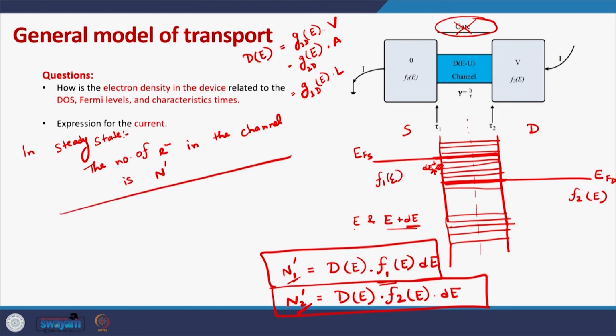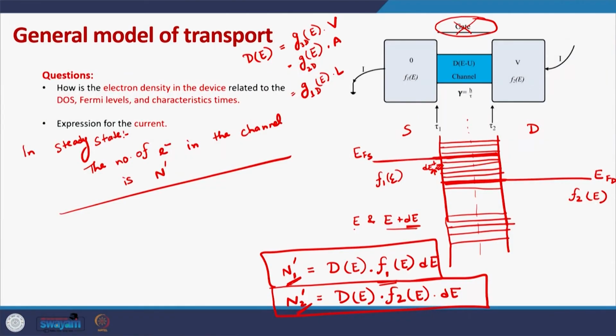Okay. So, in that case we now know what the source contact is trying to do. It is trying to maintain N1 prime electrons. It is continuously pumping electrons into the channel, so that the electronic population becomes N1 prime. The drain contact is trying to make sure that N2 prime electrons are there in the channel. It is continuously taking electrons out of the channel, so that only N2 prime electrons are there. In steady state, N prime electrons are there.